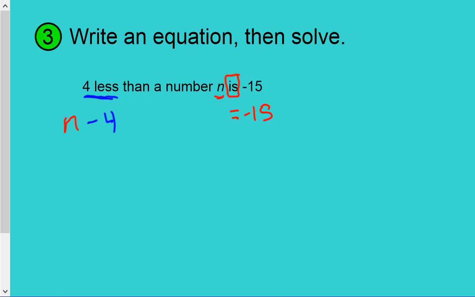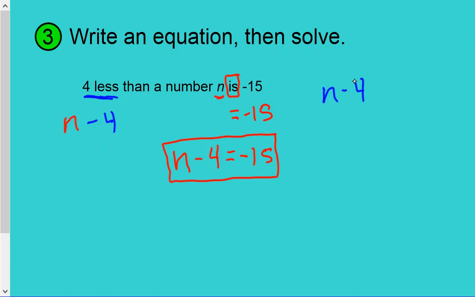Sometimes students will get confused and just say 4 minus n, and that would be incorrect because it's 4 less than n, not n is 4 less. So we have to make sure we put it in the right order. 4 less than n is equal to negative 15, so our equation would be n minus 4 equals negative 15. So here's the first part of our answer. We've written the equation, and now we can solve it.